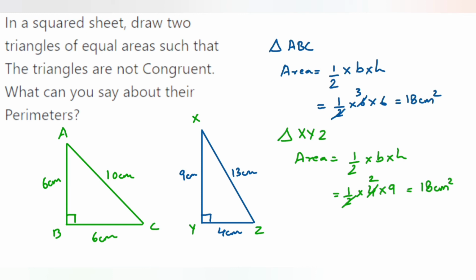And the next question they're asking is, triangles are not congruent. You can see that sides of the triangles are not equal here. So they are not congruent. Then what can you say about their perimeter? So perimeter is also not same. When you add up all the sides here, we'll get different answers, right? So the perimeter is also not equal. So we can conclude from here that perimeters of the triangles are not equal.